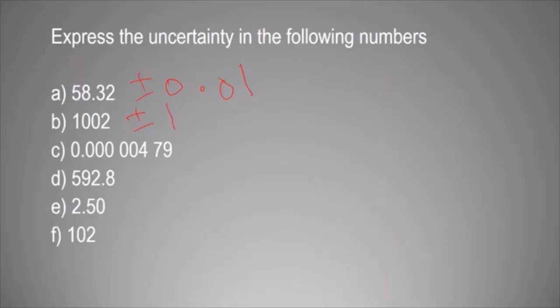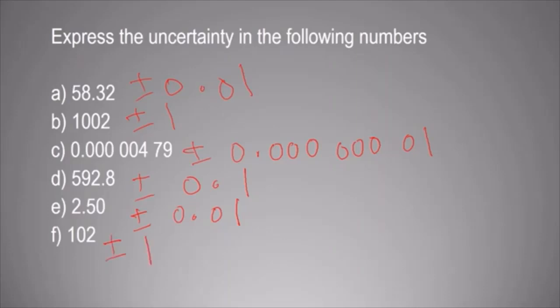In C, we have last digit here. 9 is our last digit. So we are going to put 1 here. Okay. In D, the last digit is tens column or tens digit. So uncertainty for this will be 0.1. And in E, uncertainty will be in hundredths column, and for F, it will be in ones column. Okay, that is how we determine the amount of uncertainty.